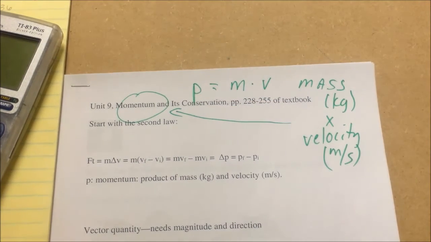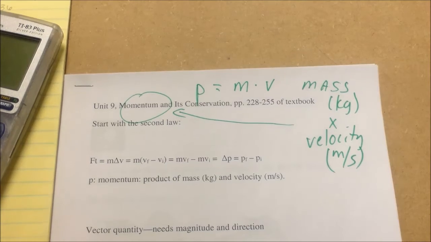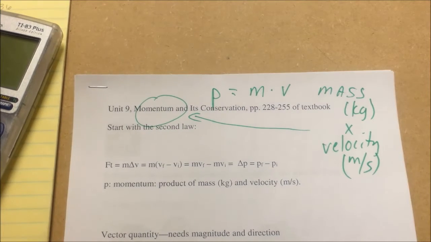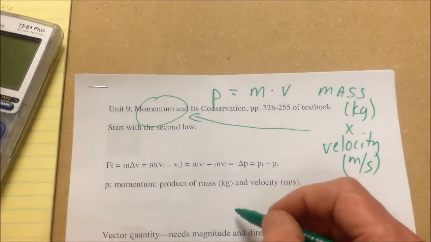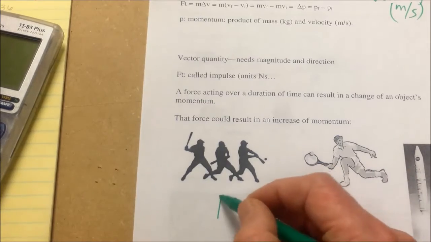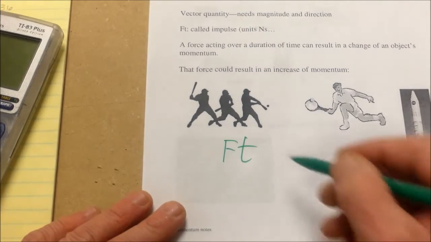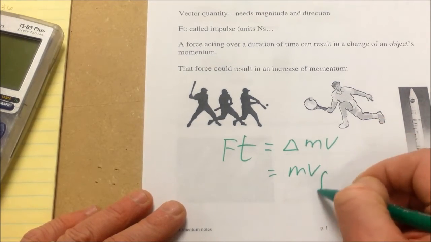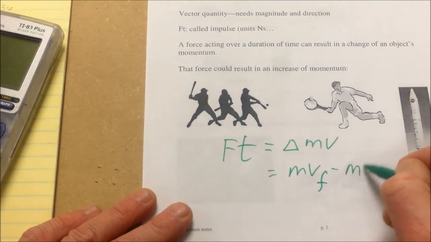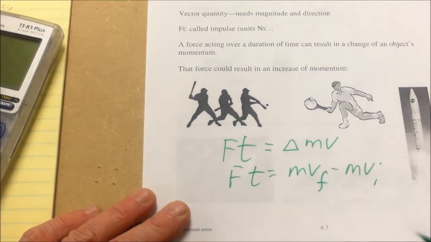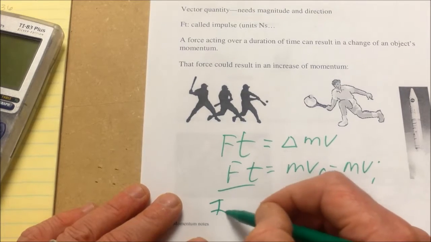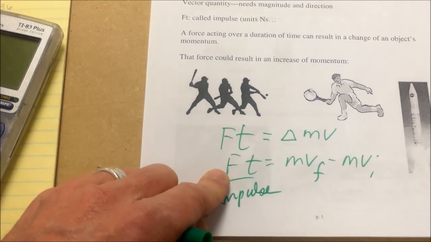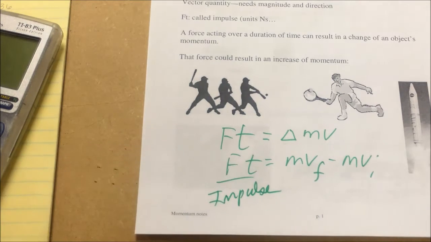This concept of momentum really comes from Newton's second law. We derived this equation the last day we had our notes, and we said that this Ft, which we call our impulse, is equal to the change of momentum, a final momentum minus an initial momentum. This Ft is a product of a force on an object and the time that that force acts on that object.